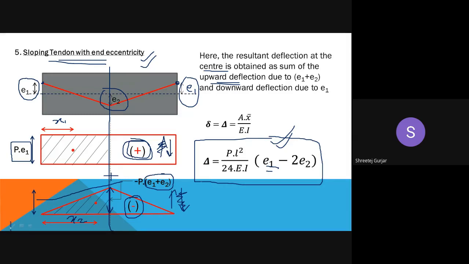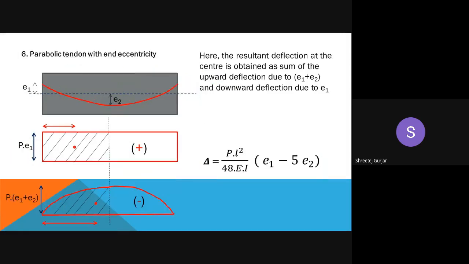So this result you can remember directly, no need of any derivation. You can remember this directly: PL squared by 24 EI, E1 minus 2 E2. Next, the last one we will calculate, and we will finish this session.